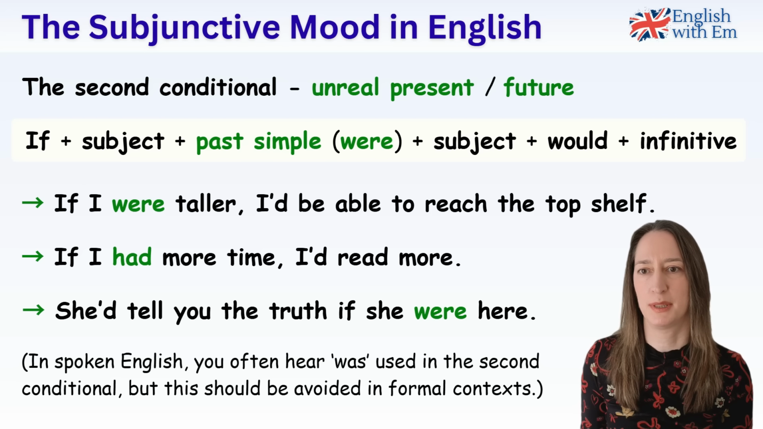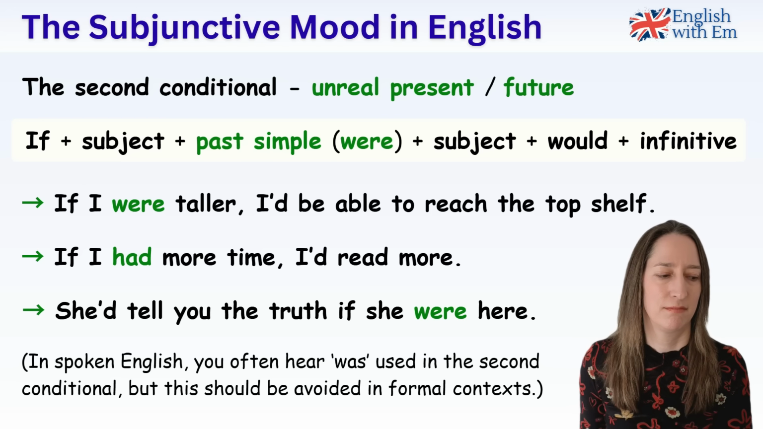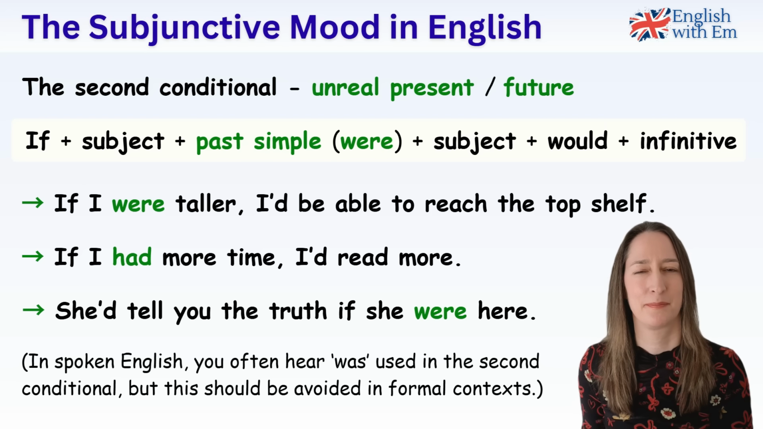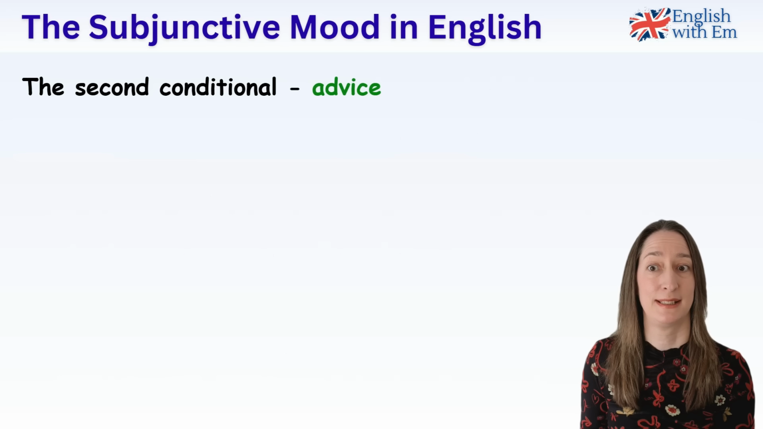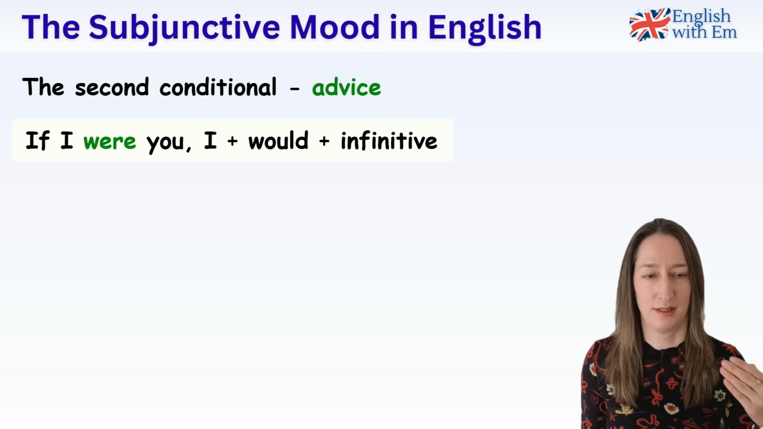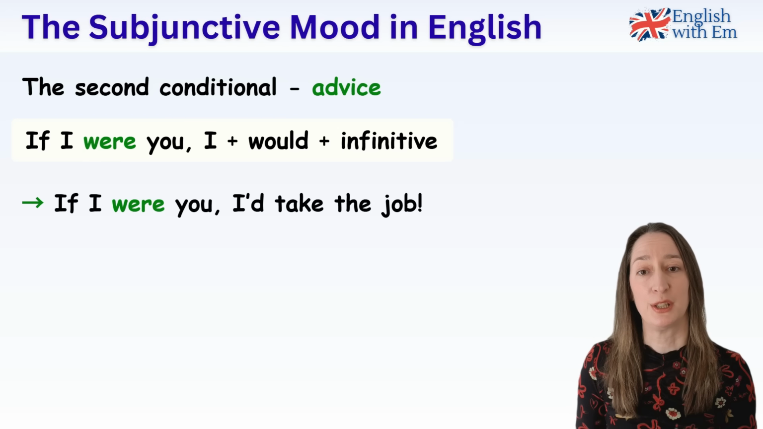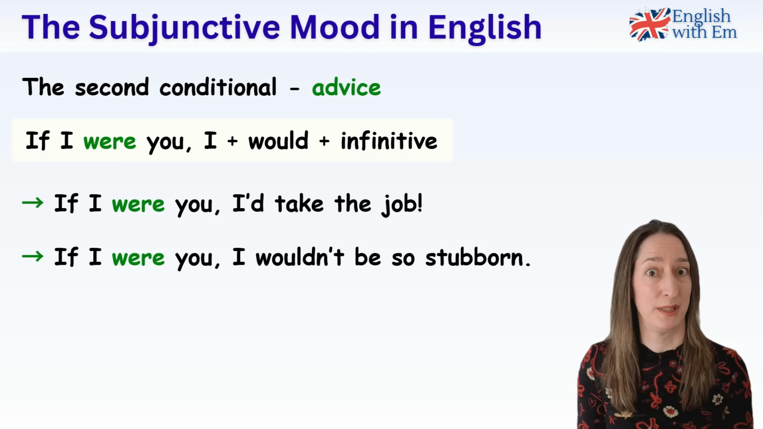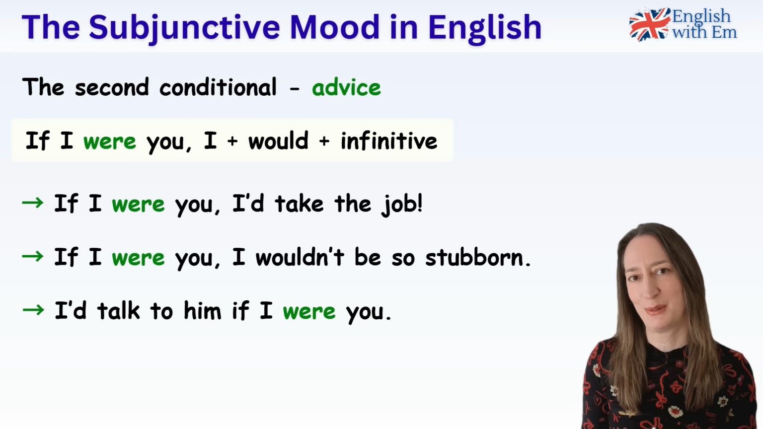So you might hear somebody say, well, if I was taller, but avoid that if you're doing an exam or you're in a formal situation. We also use the second conditional to give advice, and we use the structure, if I were you, I would... If I were you, I'd take the job. If I were you, I wouldn't be so stubborn. I'd talk to him if I were you.